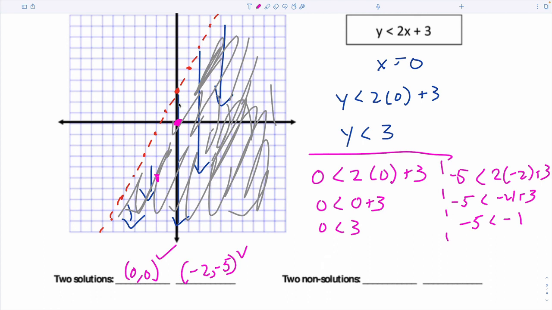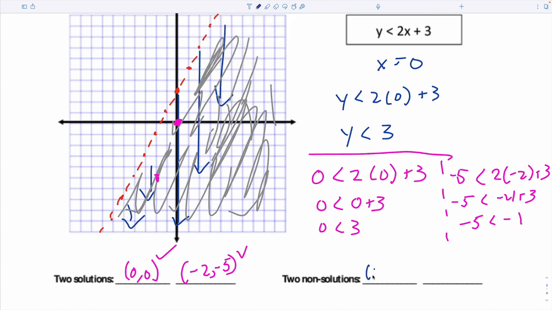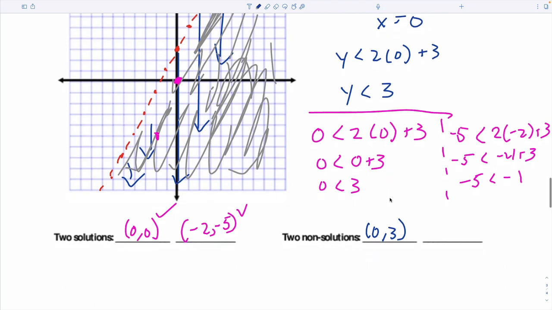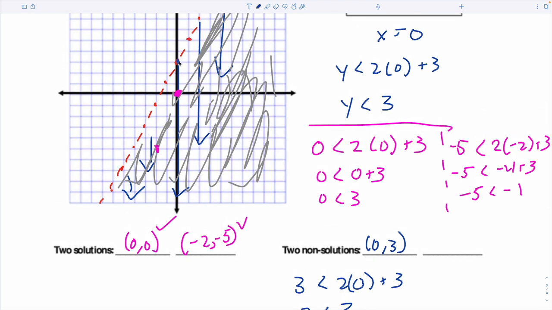What are two non-solutions? Any point that's above the line, or any point on the line will not work. Let's choose 0, 3. Did you have that one? Did I steal yours? I'll come to you in the second one. So let's check a non-solution for 0, 3. Plug in 3 for y, 0 for x. Is 3 less than 3? No. 3 is equal to 3, so you can't have a point on this line. That does not work.